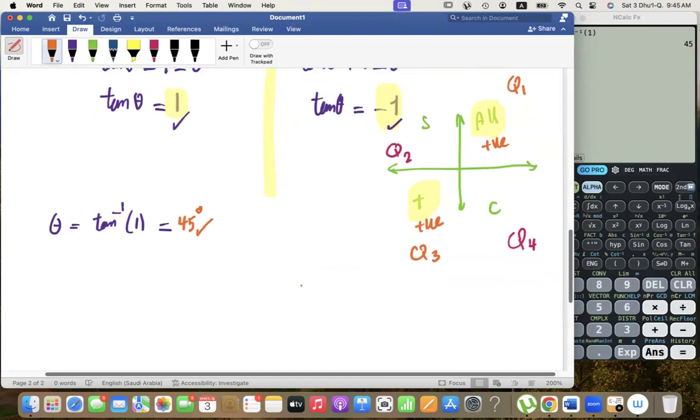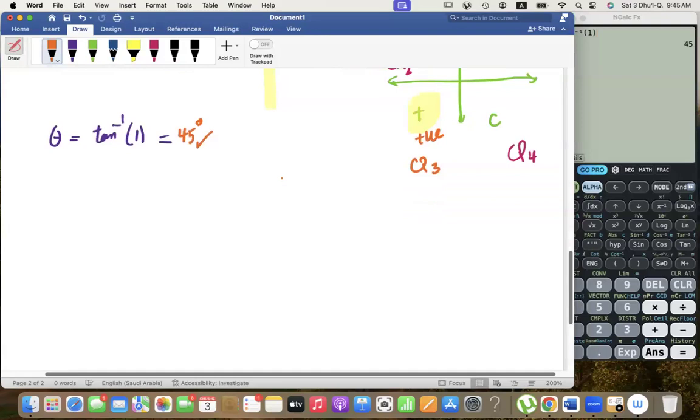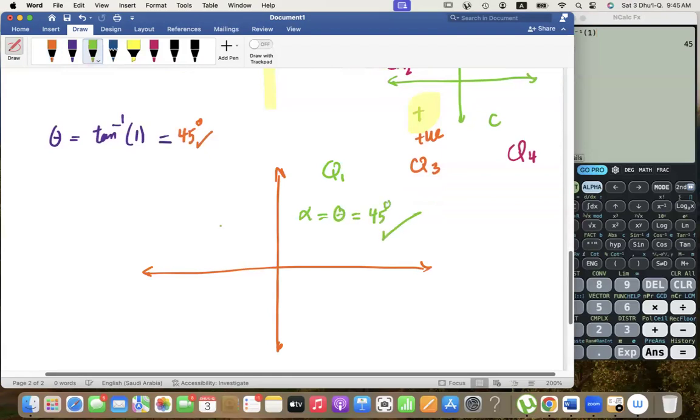So let's now discuss this. Here are the 4 quadrants. And we said that we need the positive and negative, so all of them. So in quadrant 1 it is going to be the same. So our answer is the same theta, which is 45. This is quadrant 1. In quadrant 2, it is equal to 180 minus theta, which is 180 minus 45. So it is 135 degrees.